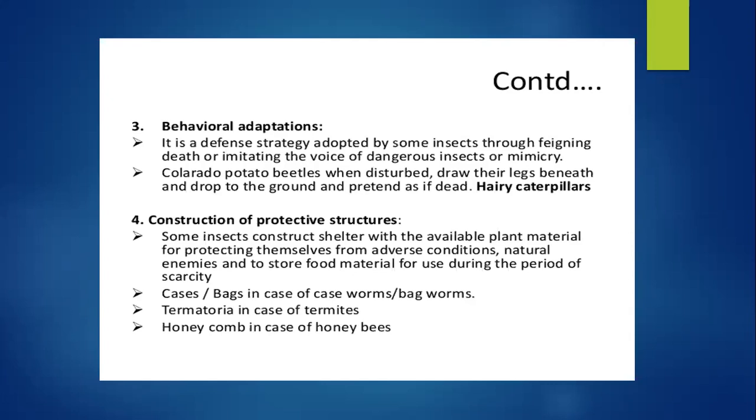They mimic the environment. For example, certain kinds of moths, and insects like stick insects and leaf insects. I have not shown the pictures here; if I had, it would be very nice. I'll show you while teaching about insects and classification. For example, a leaf insect resembles a leaf, so anybody, even man or other animals or insects, will mistake the leaf insect for a leaf, or the stick insect for a stick, because they resemble the sticks or the leaves.